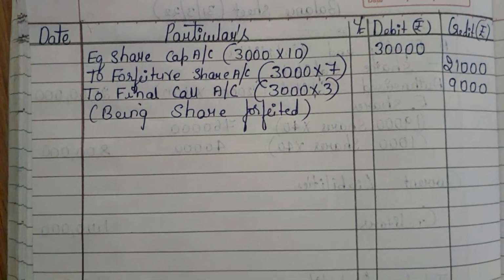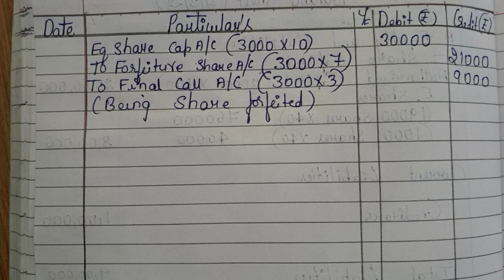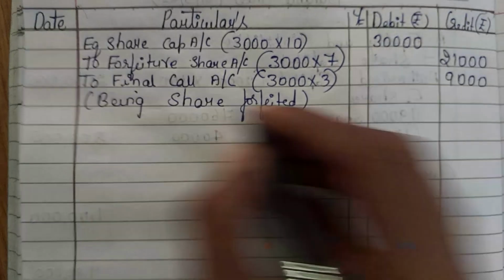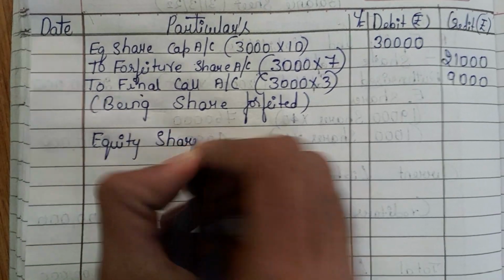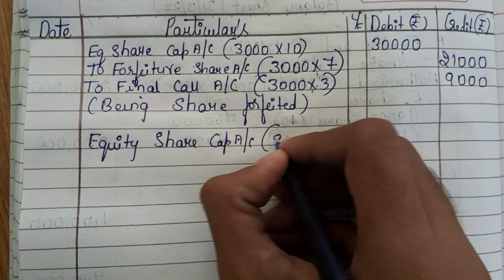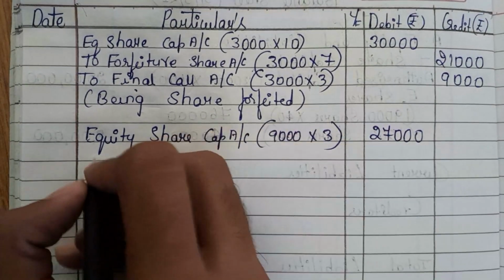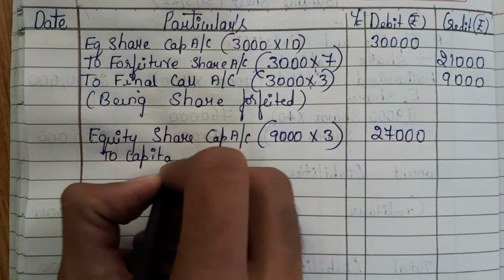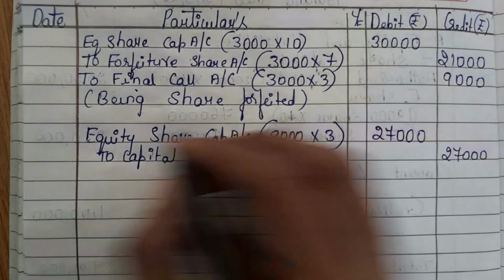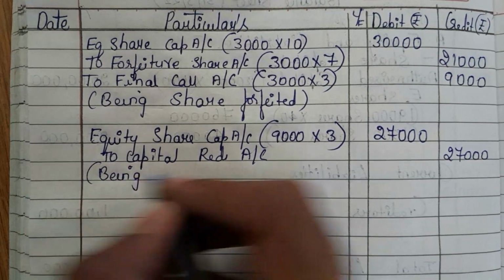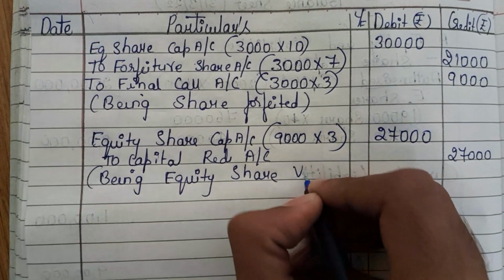Now the second entry. They have told to reduce the remaining 9,000 equity shares of rupees 10 each by rupees 3. They have directly given how much they have sacrificed. So the entry will be equity share capital account debit. Total 9,000 shares are there and 3 rupees they are sacrificing, so it will be 27,000. All the sacrifices should be transferred to capital reduction account. Whatever sacrifice they have made should be transferred to capital reduction account. Narration will be being equity share value reduced.